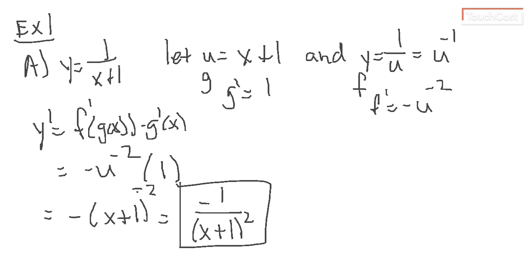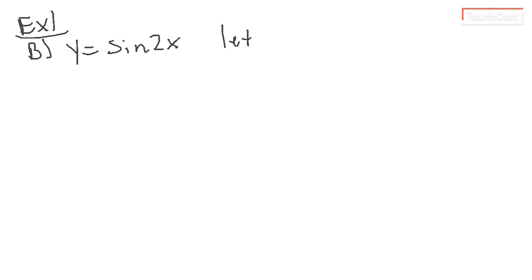Let's look at another function so we can see how this chain rule does work. So we'll call this example 1b, where our function is going to be y equals sine of 2x. Now, I'm going to let my u this time equal 2x, and I'm going to let y equal sine of u. So remember, u is like our g, y is like our f. So if we're looking for f prime, well, the derivative of sine is just cosine.